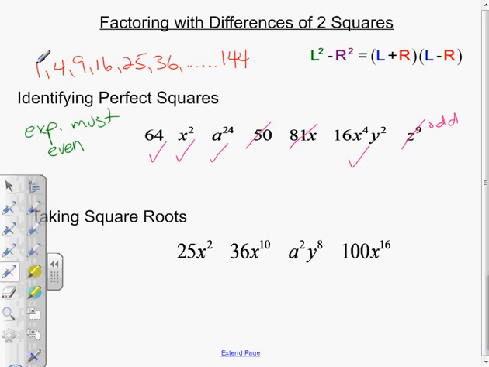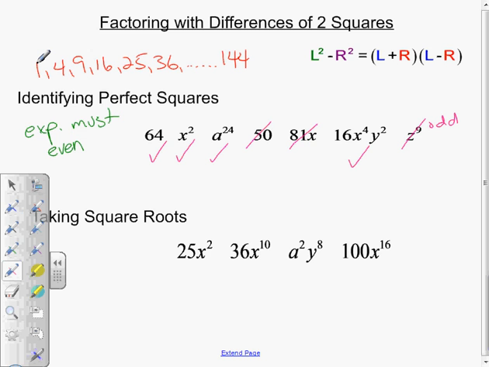Okay, so taking square roots. Taking square roots is pretty easy in terms of the coefficient, okay? The multiplier of the variable.